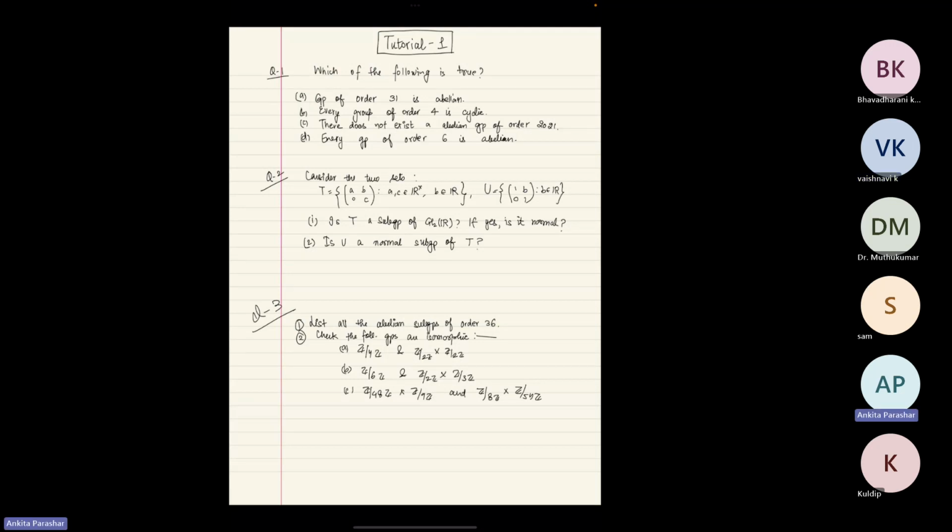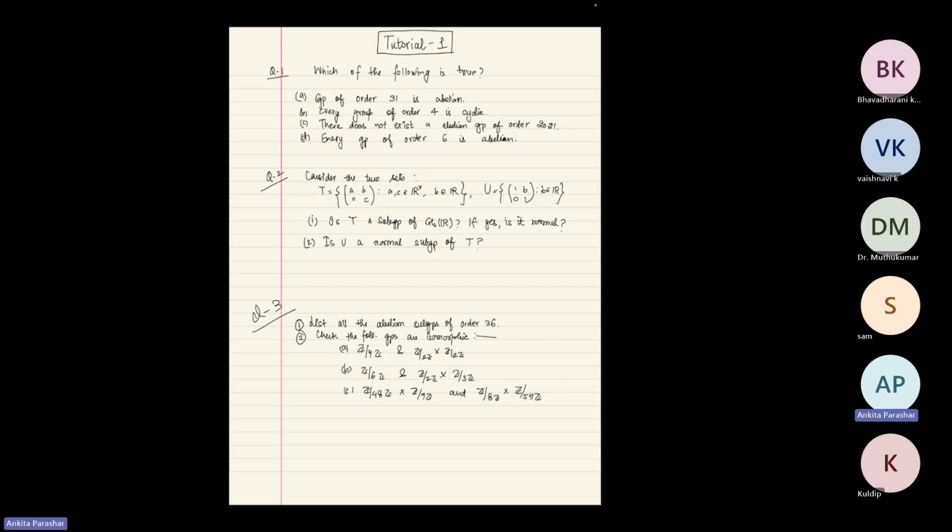Yes. Okay, so this is the first tutorial and we will discuss some of the questions. As you can see, question 1 is about whether these four statements which I have written are true or false. So you can just try solving them.